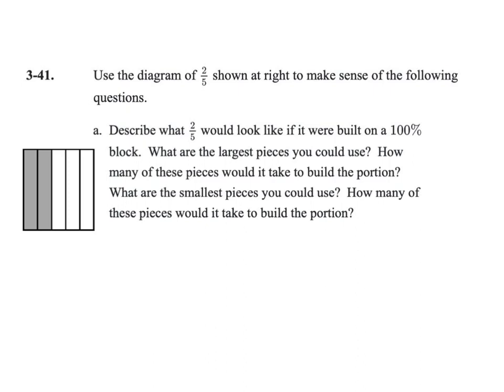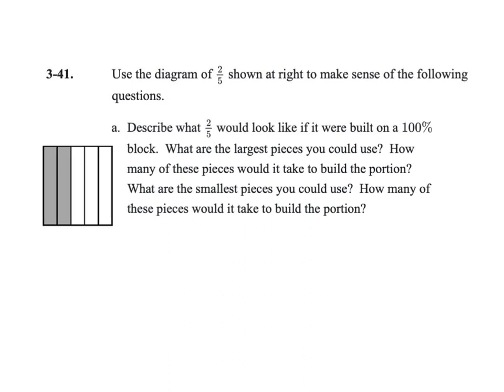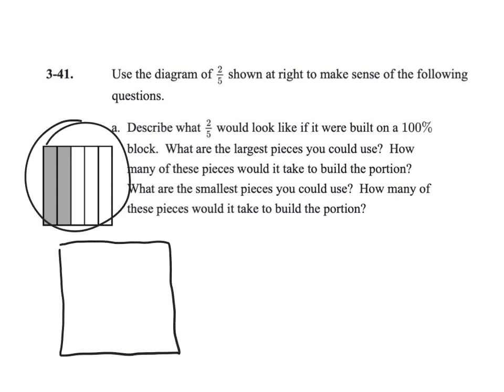Okay, so use the diagram of 2 out of 5 at right to make sense of the following questions. So first, we want to describe what 2 out of 5 would look like if it were built on a 100% block. What are the largest pieces you could use? How many of these pieces would it take to build the portion? What are the smallest pieces you could use? How many of these pieces would it take to build the portion? All right, so we have 2 out of 5, but now we're talking about a big hundreds grid and how we could transfer this information down here.